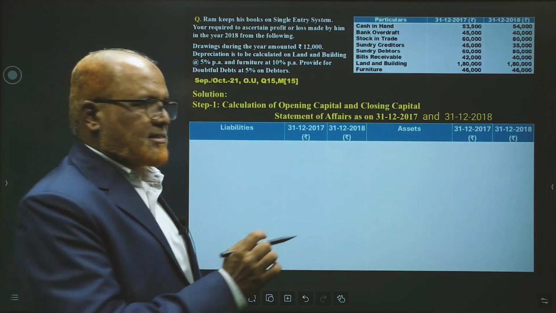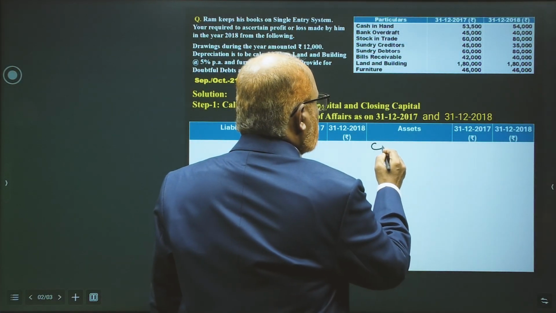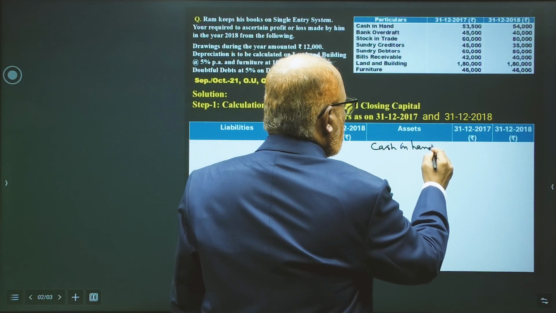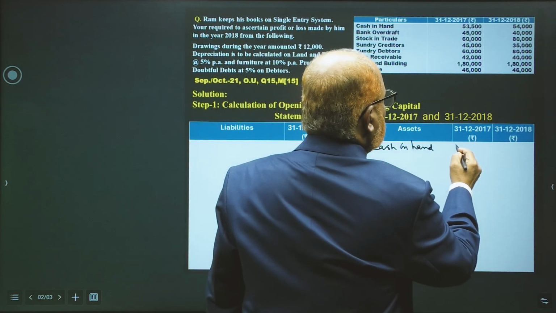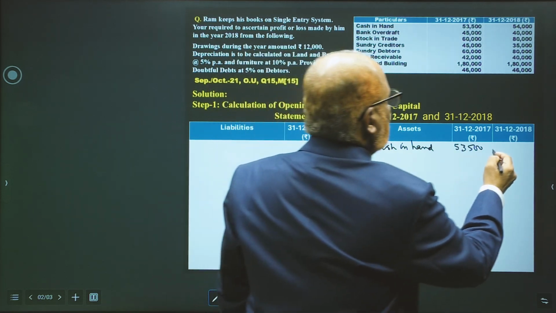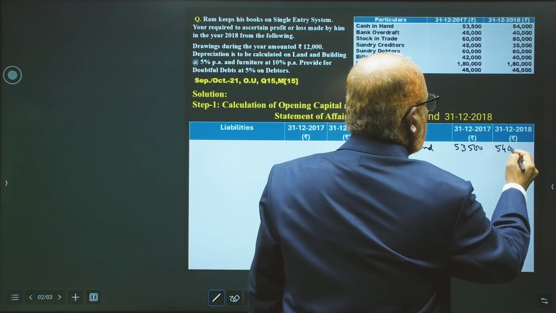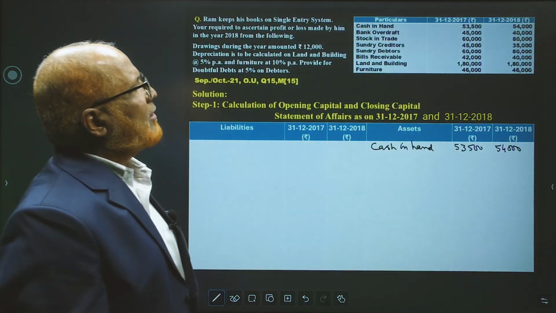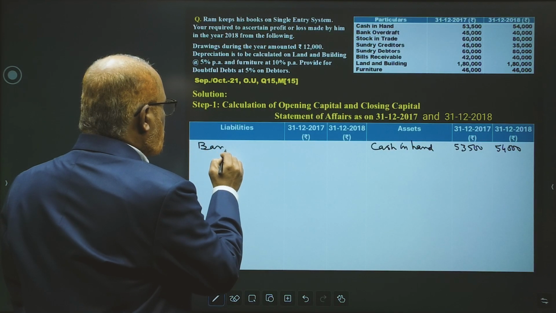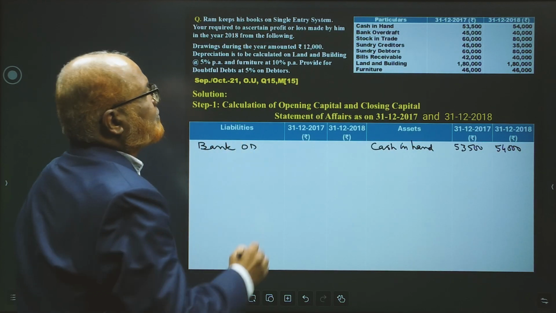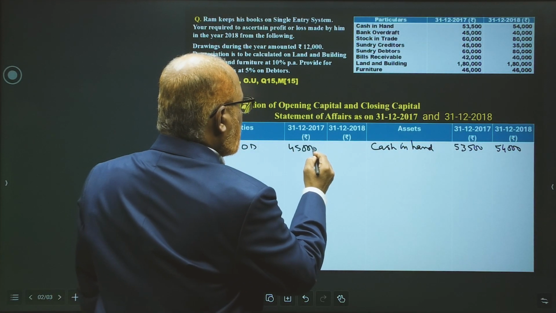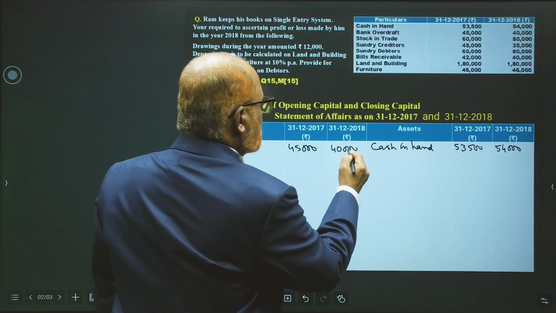Cash in hand is an asset. So cash in hand I am taking on the asset side. Last year cash in hand 53,500 and current year cash in hand 54,000. Next comes bank overdraft. Bank overdraft is a liability, so I am taking it on the liability side. Last year 45,000 and current year it is 40,000.